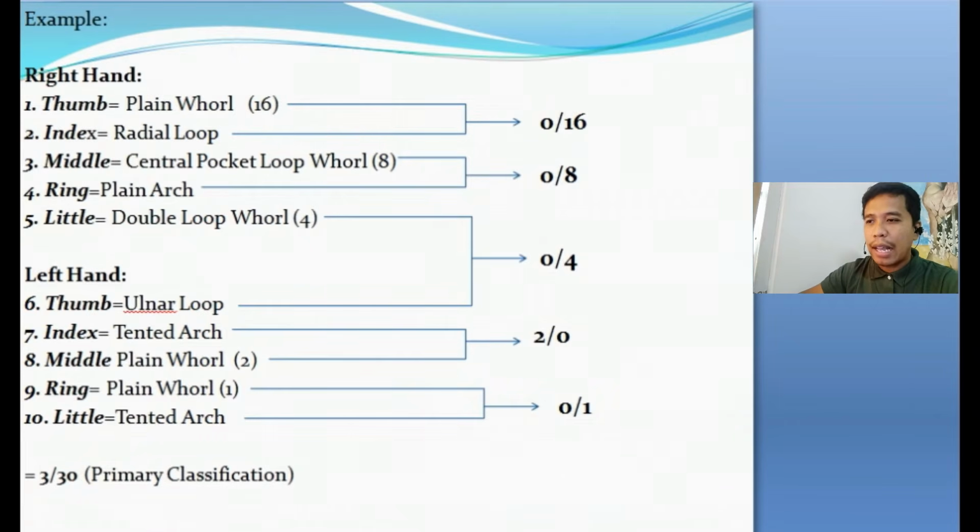Same thing happens with index and middle finger. Ang value natin is 2/0. Ring and little finger, ang value natin is 0/1. Why 0/1? Again, ang ring finger niya is plain whorl. So, sa previous slide natin, pag nagpakita yung whorl pattern, sa fifth pair, ang value niya is 1. So, basically, 1 ang value. Saan ilagay? Numerator or denominator? Denominator. Why? Because ring finger is assigned with number 9. Okay, so ilagay natin sa denominator 1. Little finger of the left hand is tinted arch, so the value is 0.